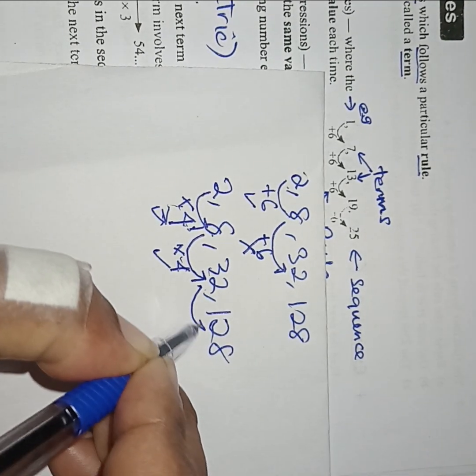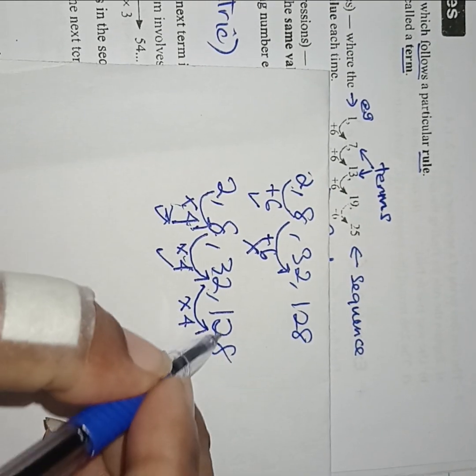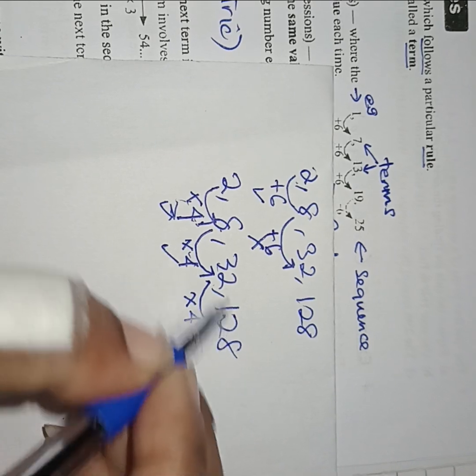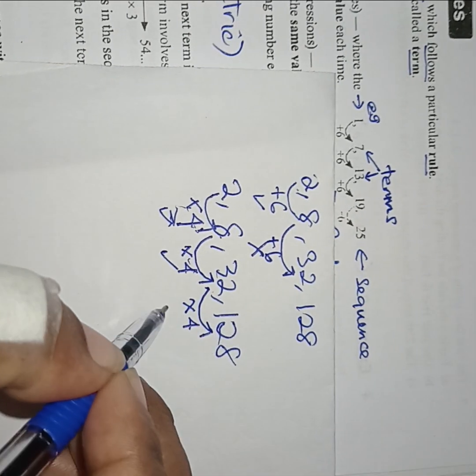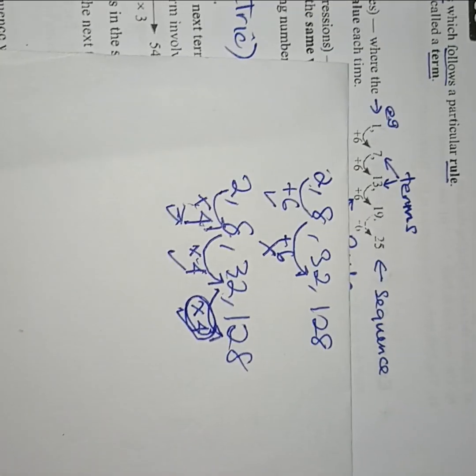And we confirm further. 32 times 4 should give us 128. Let's check. Okay, so this is our rule. Times 4 is our rule.